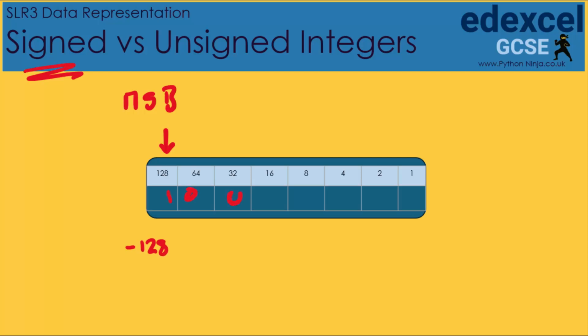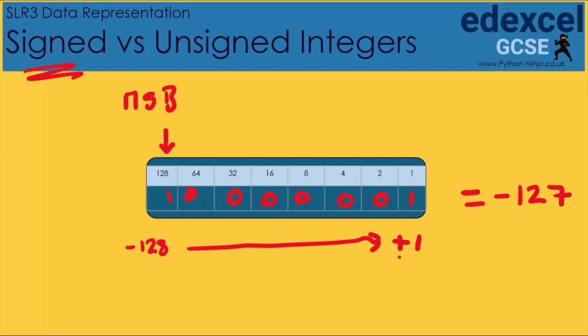So if I put zeros all along here, excuse the handwriting, and put a 1 here, it is like saying minus 128 plus 1. So this value, which is a signed integer, is equivalent to denary minus 127, because that is minus 128 plus 1. Okay, and we can represent other values. So what if we put a different value in here?